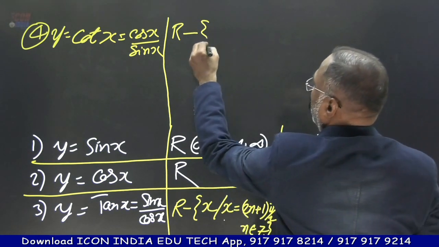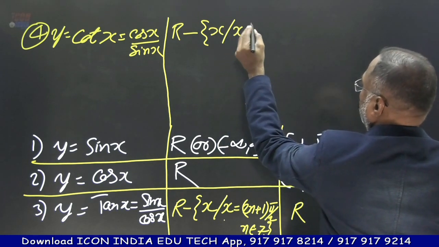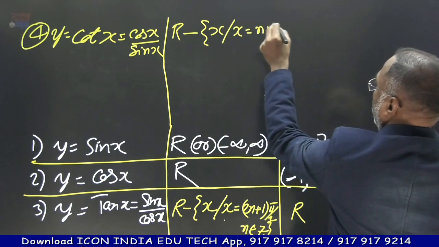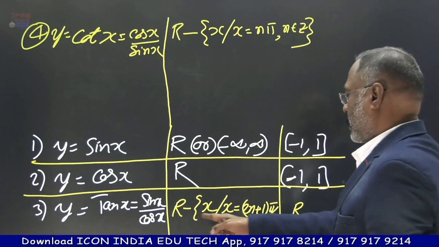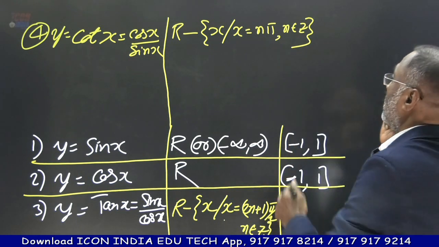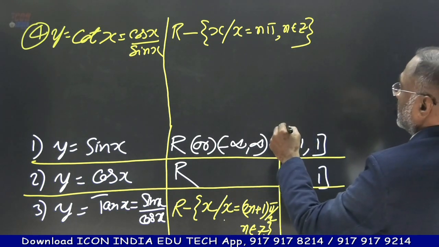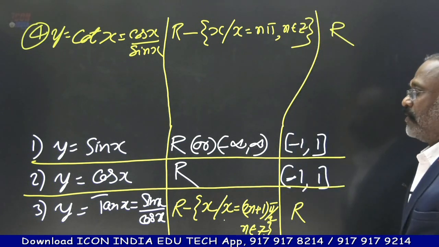That means you should not give those values to x, so the domain is R minus {x such that x = nπ, n belongs to Z}. See the difference here. In the earlier case, odd multiples of π by 2 were not allowed. Here, any integral multiple of π is not allowed. And coming to the range of this, the range will be the set of real numbers only, that is minus infinity to plus infinity.